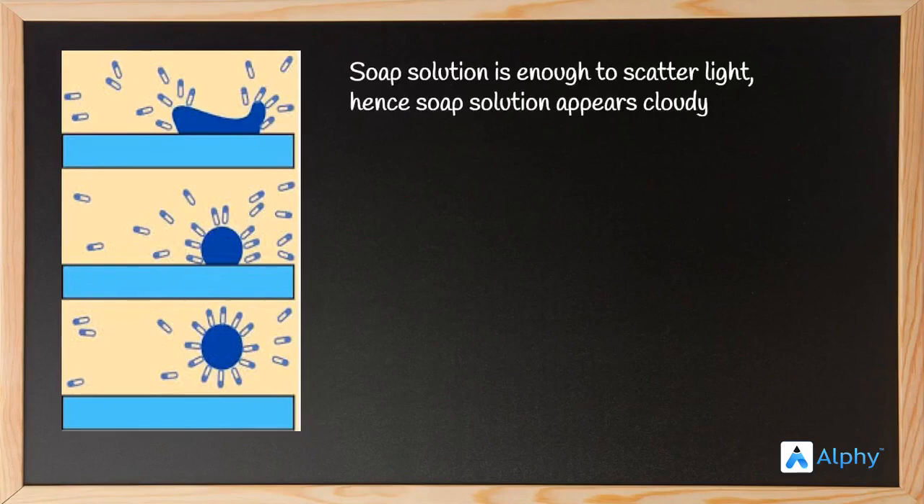So usually soap solution has a capability of scattering light. If you just take some soap and mix it in water and look in the bucket or the tub, you can see the solution appear so cloudy. That means the soap solution is enough to scatter light.